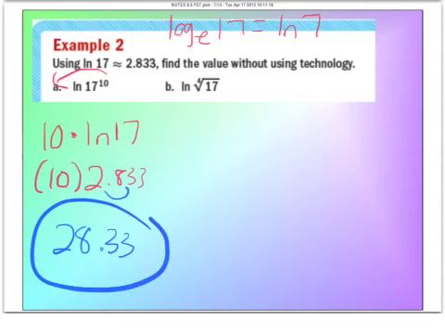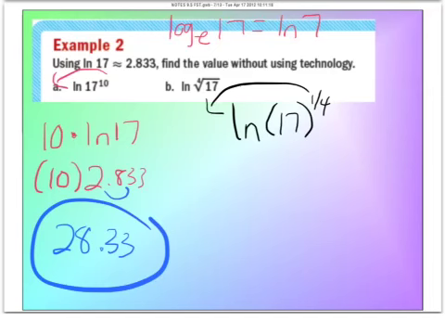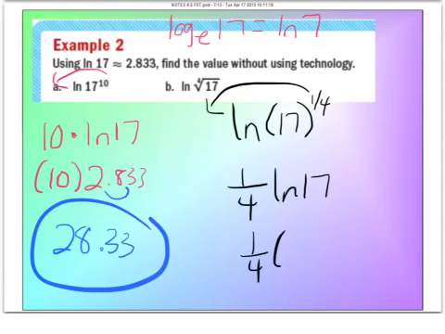Okay. This next one, a natural log, the 4th root of 17. Well, I would rewrite it as this. The 4th root is the power 1/4. That exponent can now come forward. Take 1/4 of 2.833. You might get a calculator out for this. You're going to get approximately 0.708.